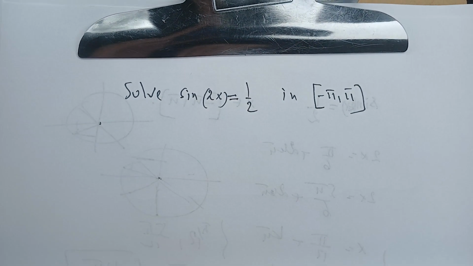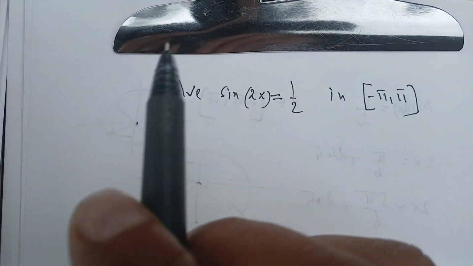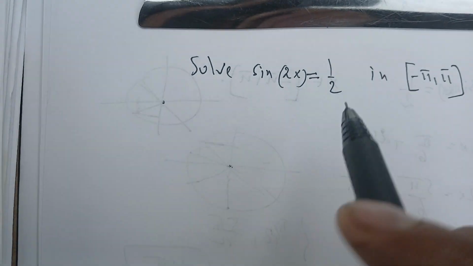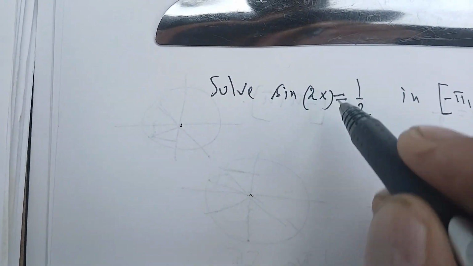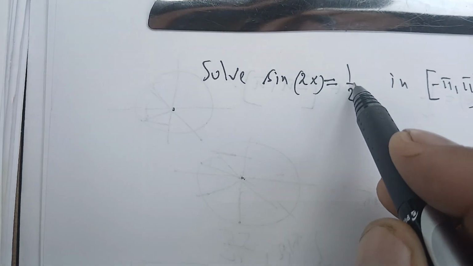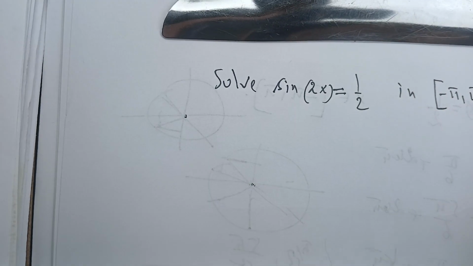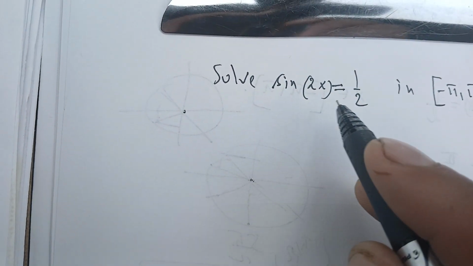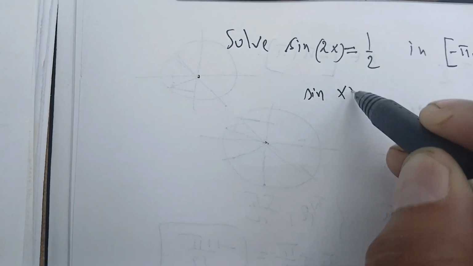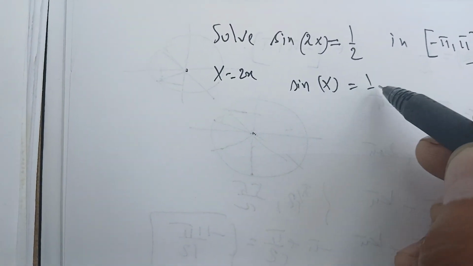We will try to solve the following problem in the interval minus pi to pi. We are trying to find x such that the sine of 2x is 1/2. Let's make it easier: let's solve for the sine of big X, where big X is 2x, is 1/2.